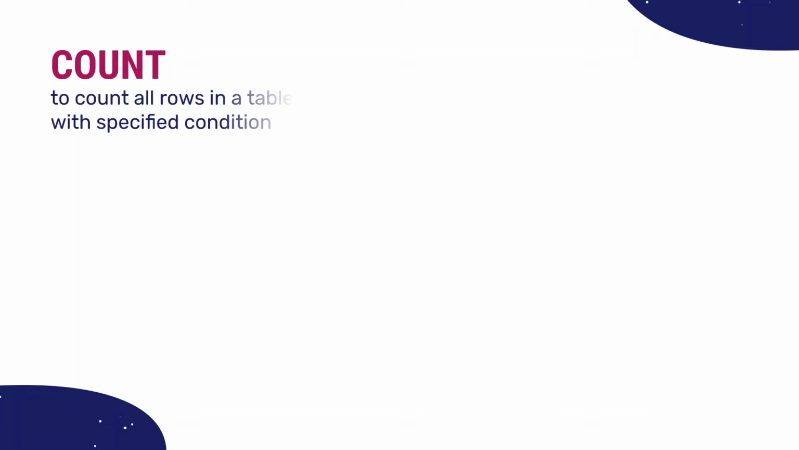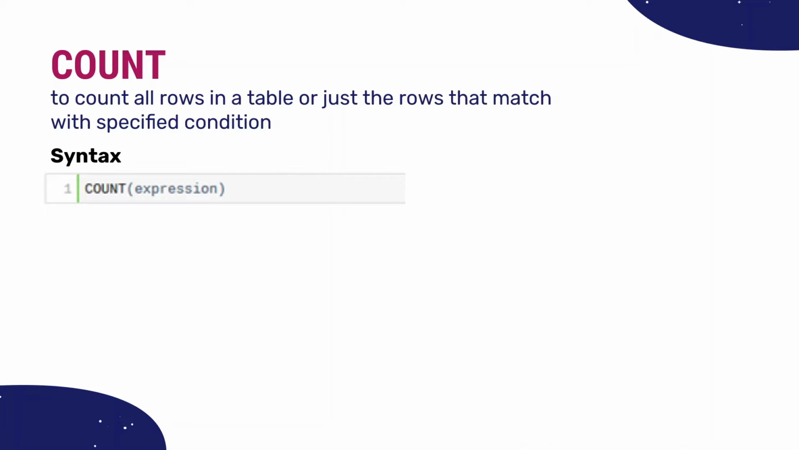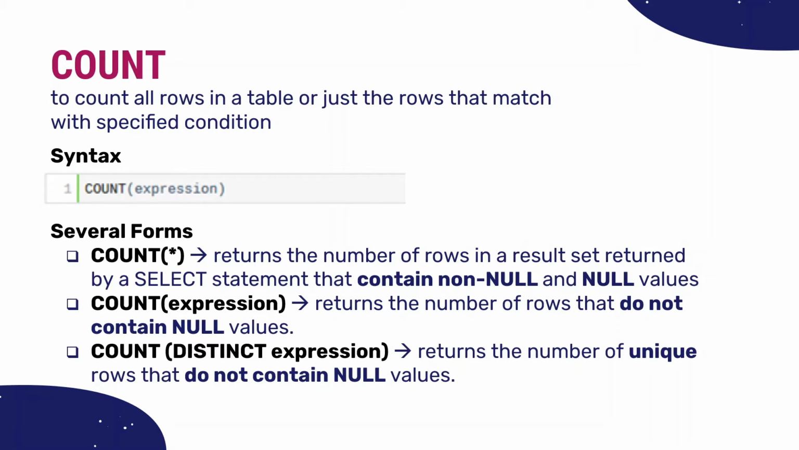Okay, and then we will discuss the next function, the count function. The count function returns the number of rows in a table, and the count function allows us to count all rows in a table or just the rows that match a specified condition. The syntax of the count function is as follows: count and then expression. The return type of the count function is big integer, and the count function will return 0 if no matching row was found.